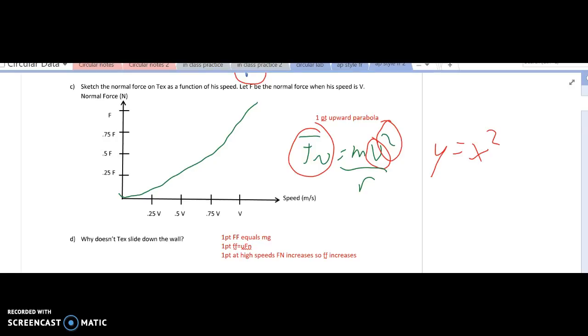Or the other thing you could have done is plugged in numbers. So if I did this one, I would say, well, Fn equals mv squared over r. And I can see here, if I plugged in 0.25 for v, I would square that. So then this side has to be 0.25 squared. 0.25 squared is going to be less than 0.25. So somewhere around here, you could plug the number and see what that actually is.